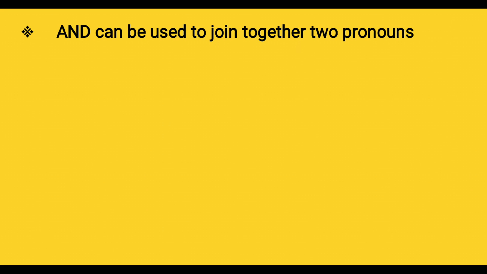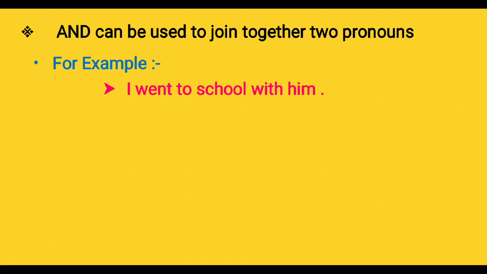"And" can be used to join together two pronouns. Let's see the example and understand it. I went to school with him. The next sentence is, I went to school with her. Here the sentences show us that I went to school with him and her also. If we want to join these two sentences, combine them, then what can we do? As we know, him and her are the pronouns, right? So in these cases, the same pattern will be followed, and which is that?